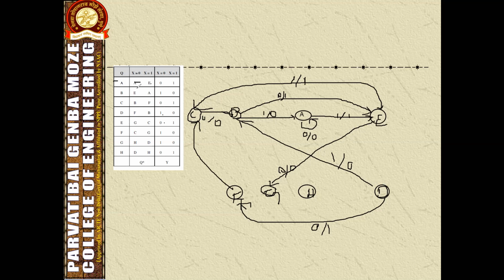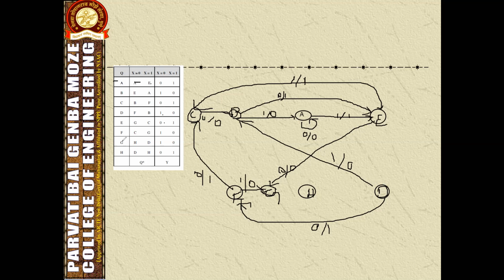F to C, the input is 0 and the output is high. When the zero combination, the output is high. And F to G. Here, when input is high, the output is 0. When input is high, F to G, the output is 0. High, low combination. This is the state diagram.